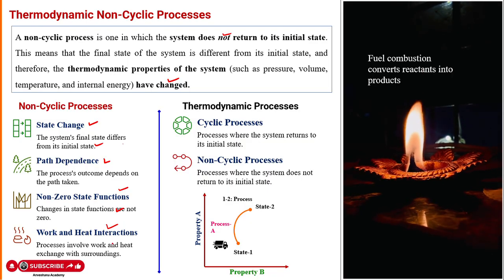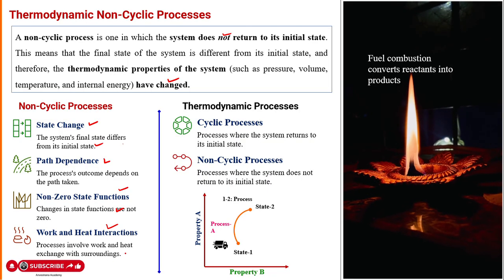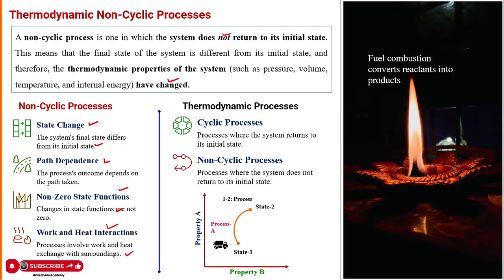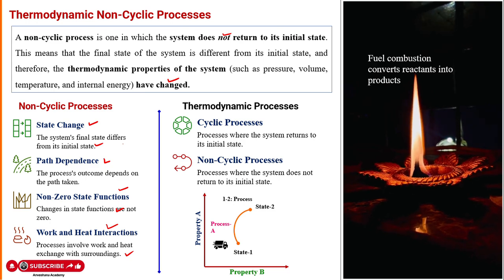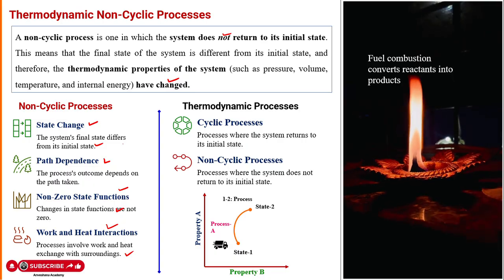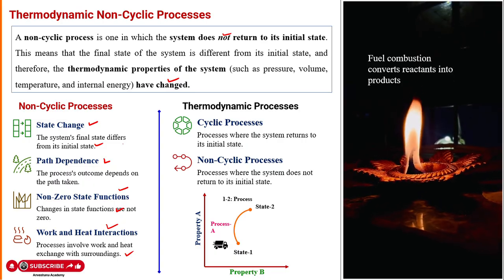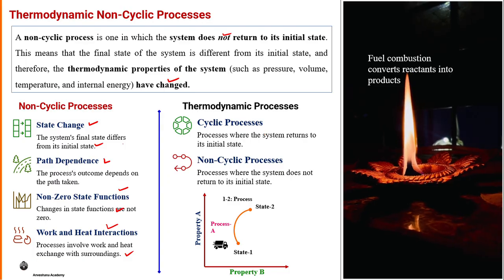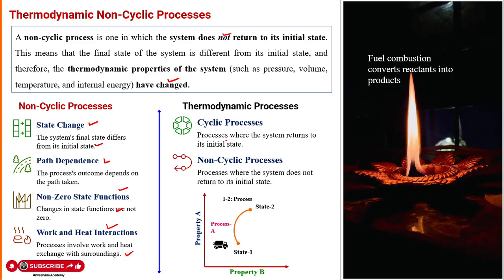Okay, a process involves work and heat exchange with the surrounding, but in the cyclic process, we can't say that work and heat energy is going to cross the system and enter into the surrounding, but in the non-cyclic process it is going to happen. What is the major difference between cyclic and non-cyclic process? That you can see now.